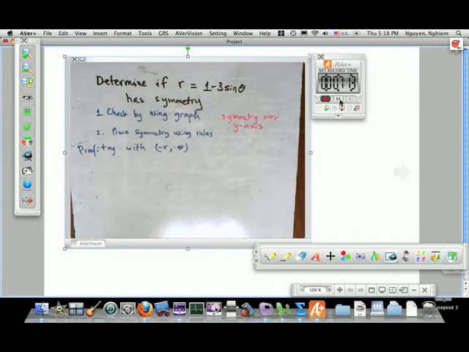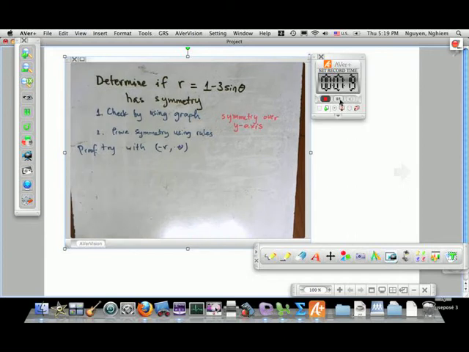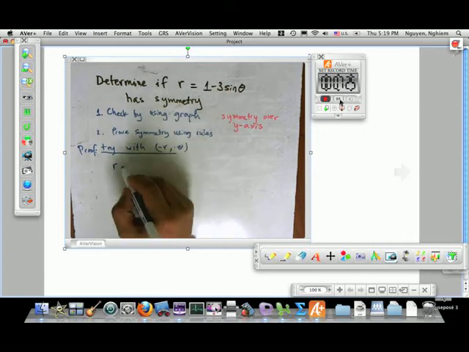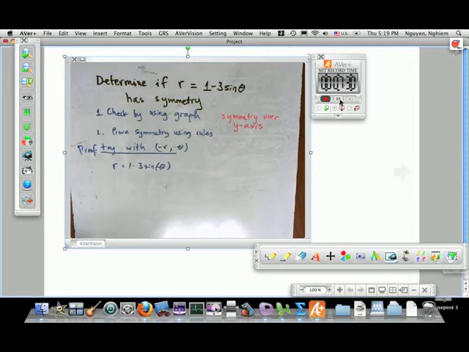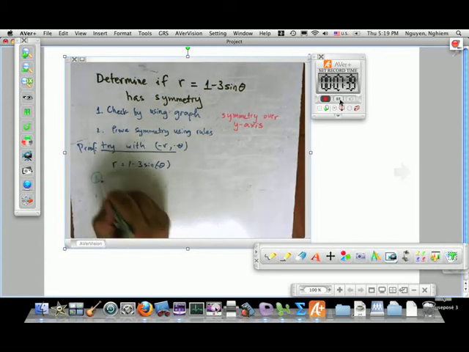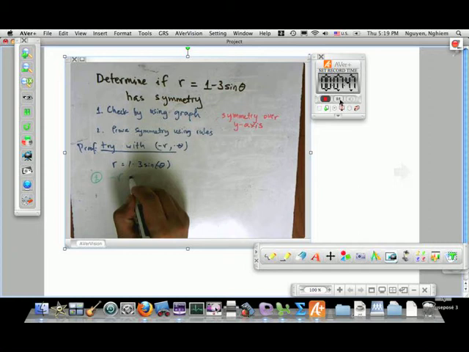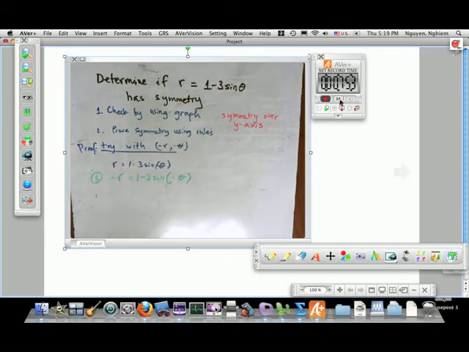So we start with our original equation. Okay. r equals 1 minus 3 sine of theta, and we are going to replace r with -r. Okay, and that was really the 0th step. This is the first step here. We are going to, let me get a better marker here. We're going to replace r with -r and theta with -theta, okay, and attempt this proof.